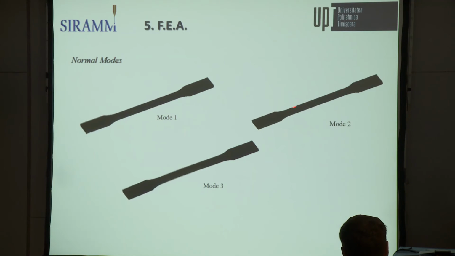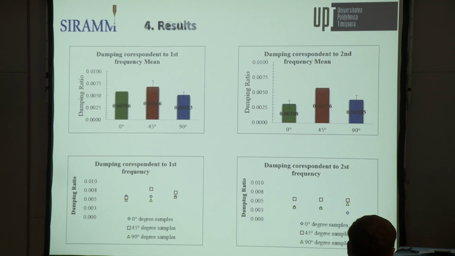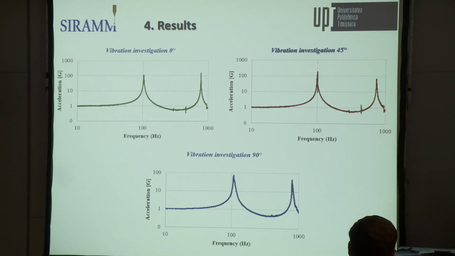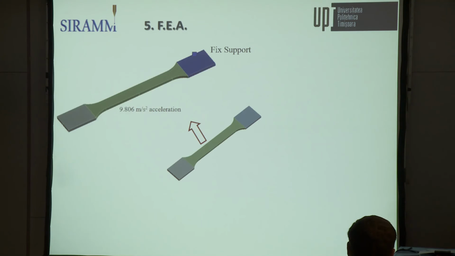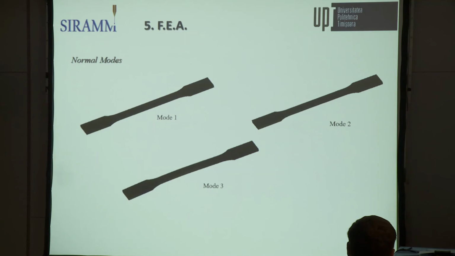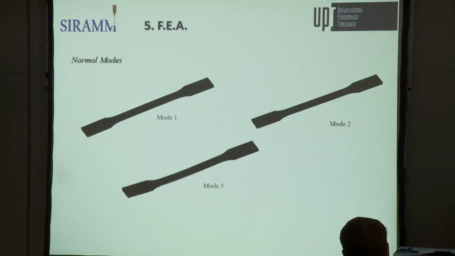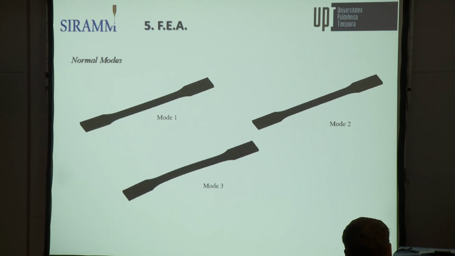This one, mode 2, is in plane, and this is what I said, that on this graph it's this noise that we have here. And mode 3 is also out of plane, and it's second order bending.